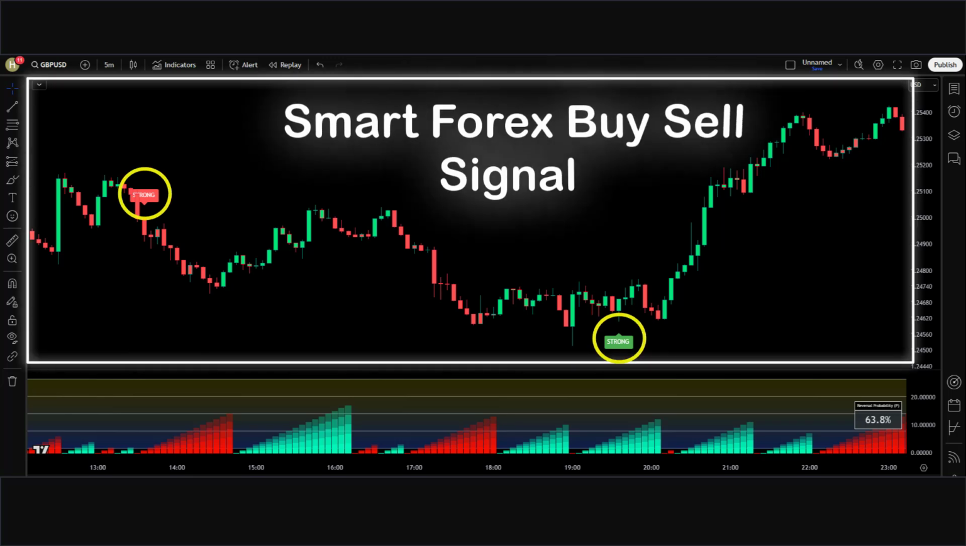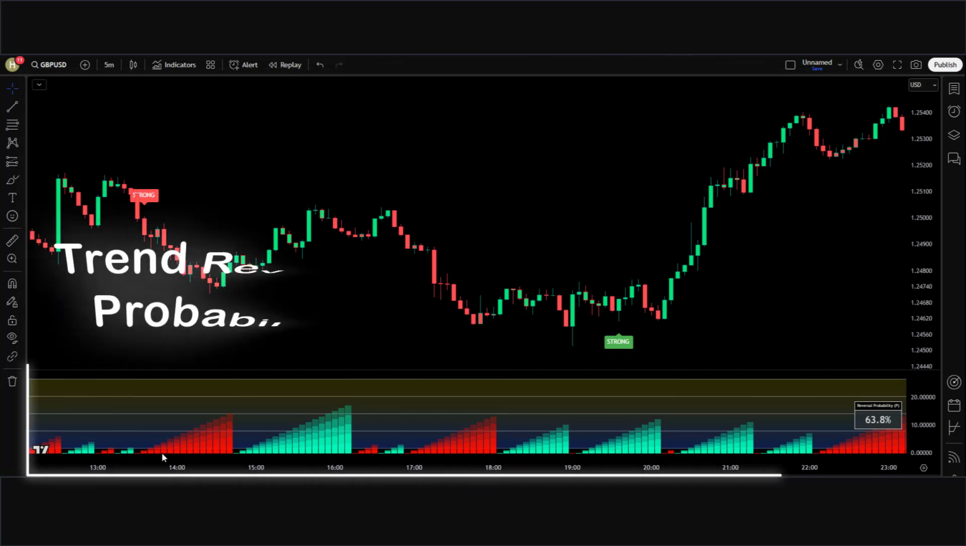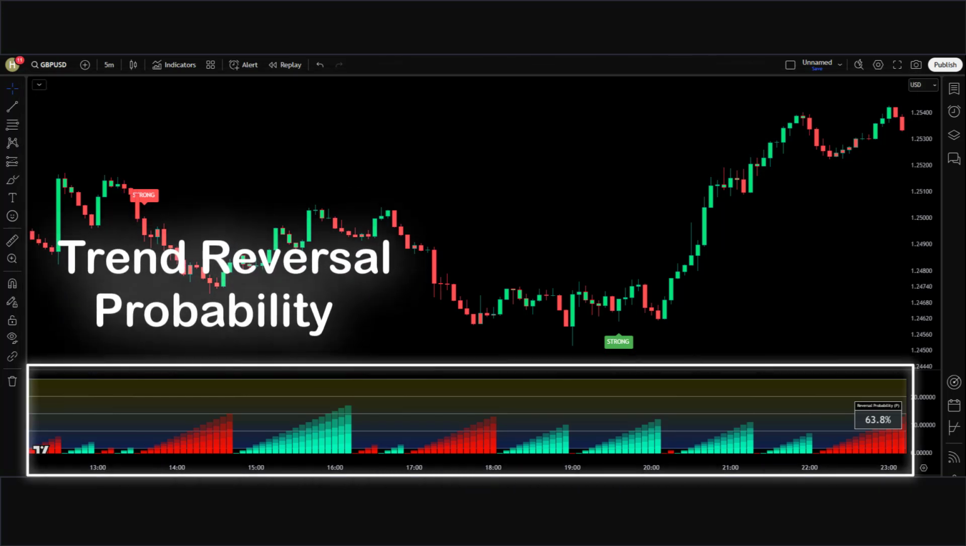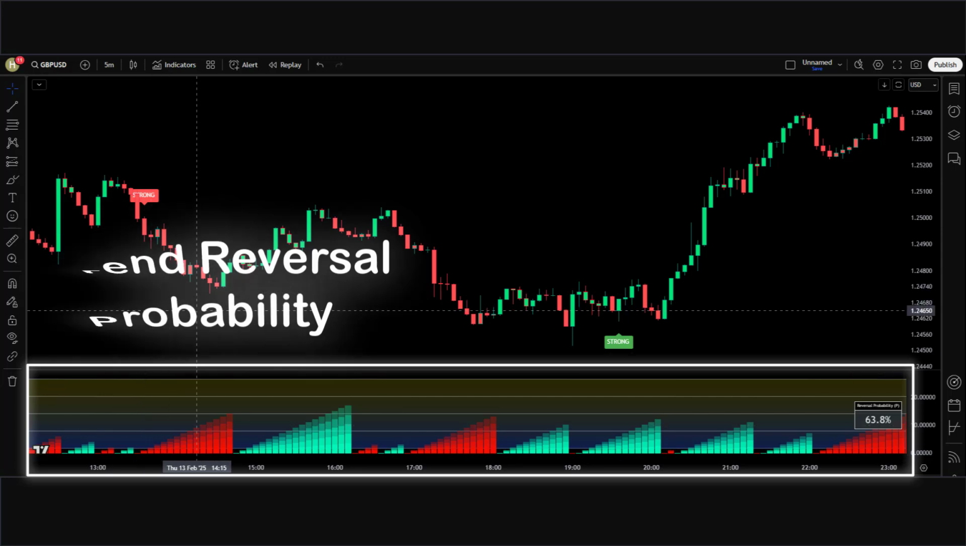The buy-sell signal indicator that we see in the chart is called Smart Forex buy-sell signal. And the bottom indicator that we can see in the chart is called trend reversal probability.